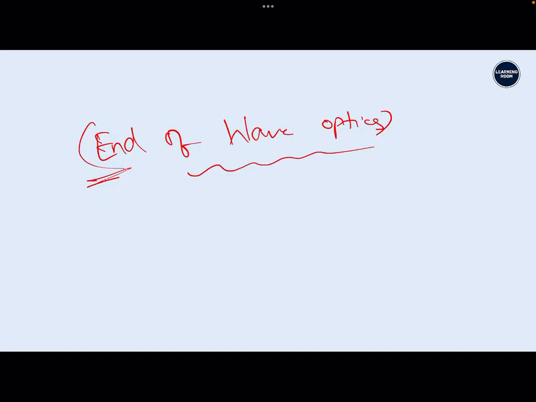Diffraction problems, maybe we'll do it next class. I don't have the collection ready. I'll prepare it in the next class.